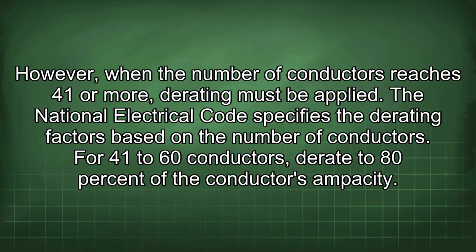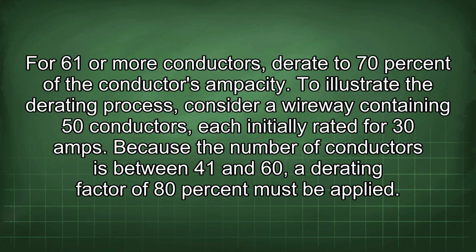The National Electrical Code specifies the derating factors based on the number of conductors. For 41 to 60 conductors, derate to 80% of the conductor's ampacity. For 61 or more conductors, derate to 70% of the conductor's ampacity.